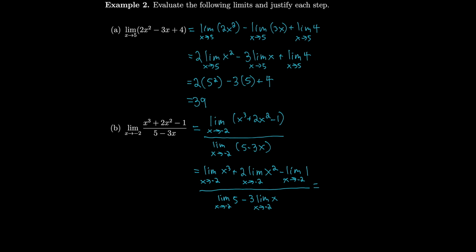And this thing equals minus 2 cubed plus 2 times minus 2 squared minus 1, because we're at the point where we could use our laws to just plug in, over 5 minus 3 times minus 2. Okay, and that works out to minus 1 over 11.